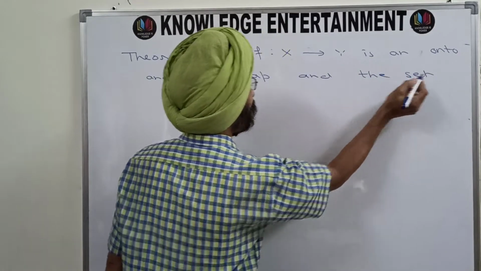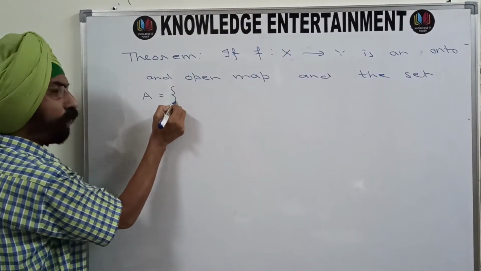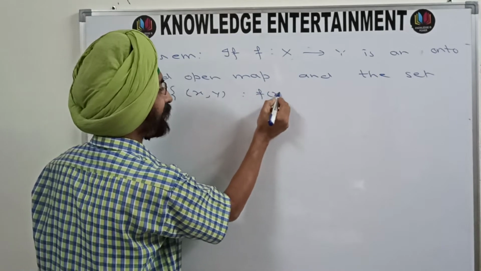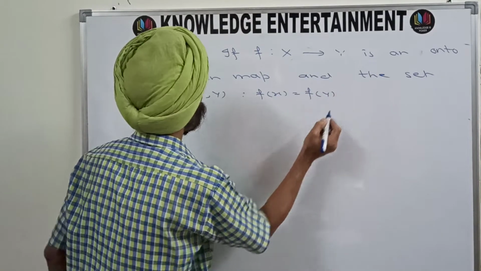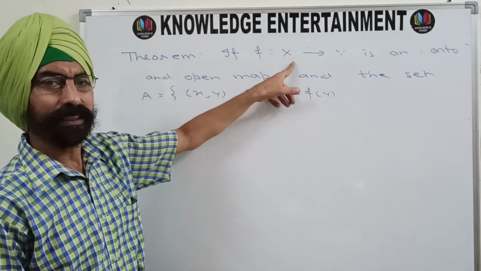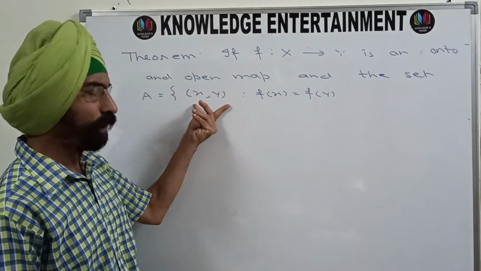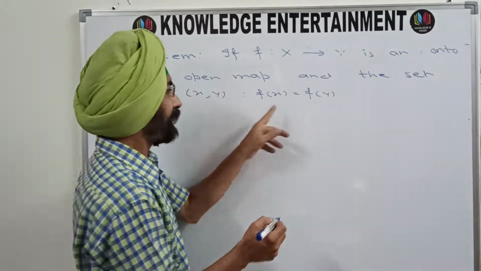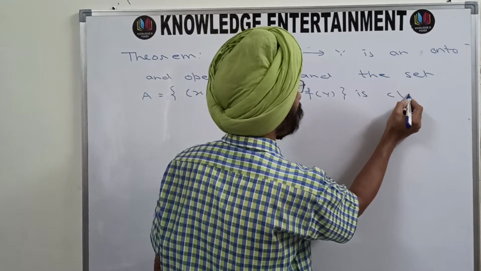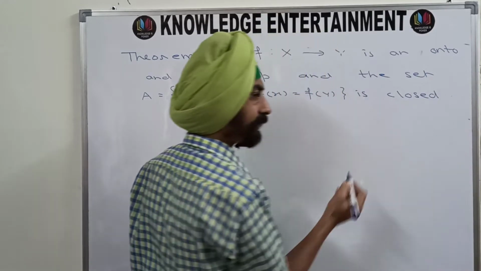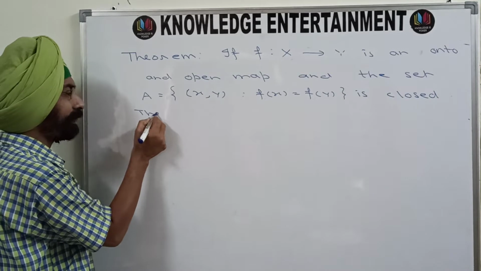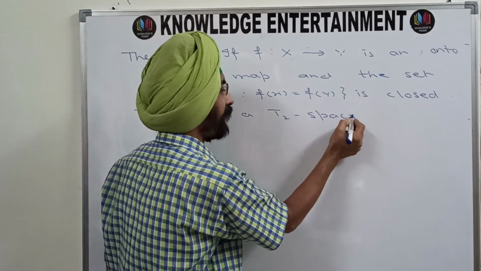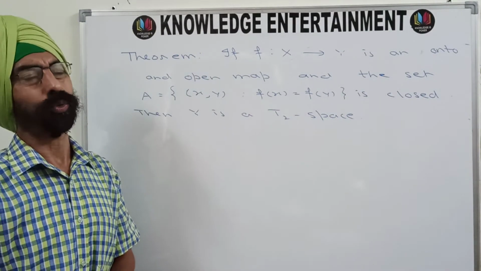the set A of all points (x, y) of the type f(x) = f(y). So x and y are both points of X, so it is a point of X cross X such that the image of the first element is equal to the image of the second element. This set is given to be closed, is a closed set. This is given. Then Y is a T2 space, is a Hausdorff space. This we need to show.